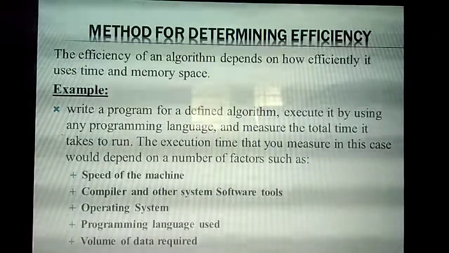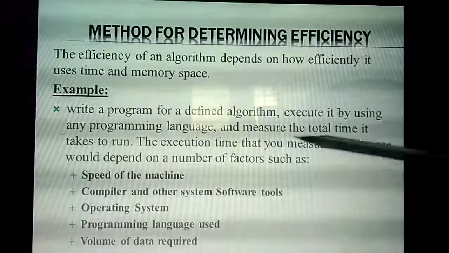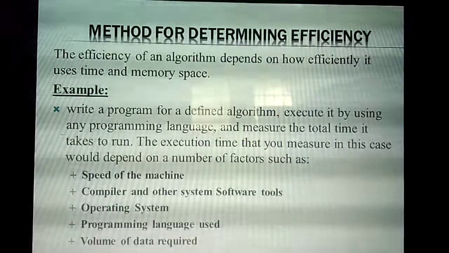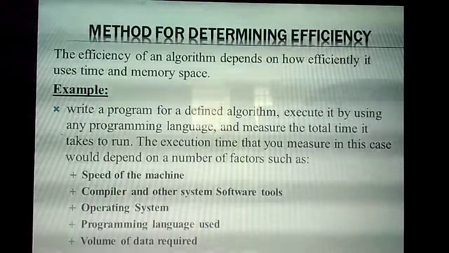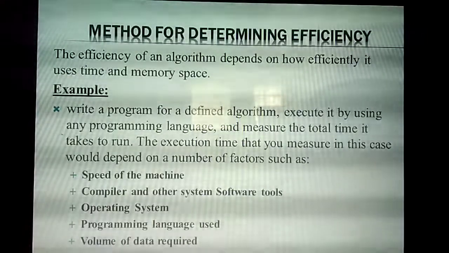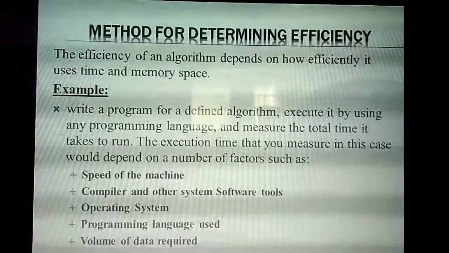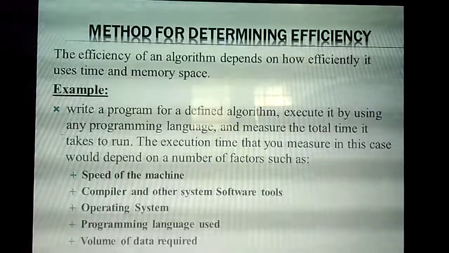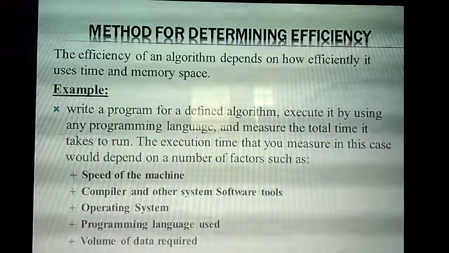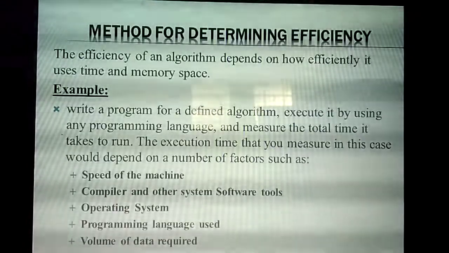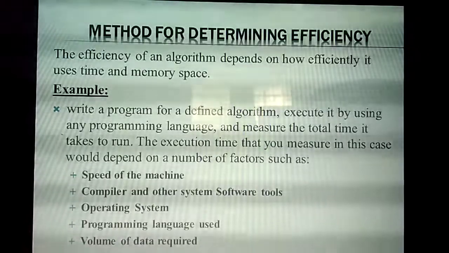How do you calculate the execution time? The execution time depends on some factors. What are the factors? The first one is the speed of the machine. You may be typing the program on a laptop or a computer. One computer has 2 GB of RAM, the next has 4 GB, the next 6 GB or 8 GB. Will the 2 GB machine and the 4 GB machine have the same running capacity? No. The 4 GB machine will return the result faster.